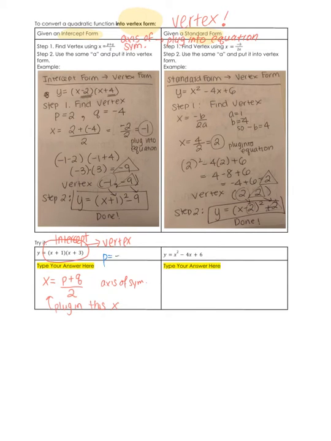P is -1, q is -3. Remember, you have to change the signs to find p and q, always.